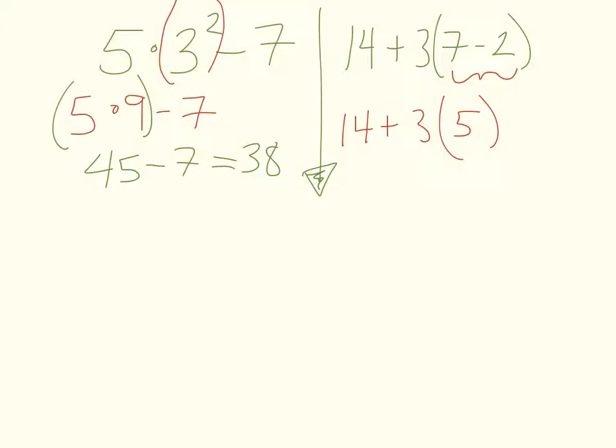Okay, next step in the order of operations is to do the multiplication. That would be this part right here. 3 times 5 is 15. So the problem you're solving is 14 plus 15, and you should get an answer of 29.